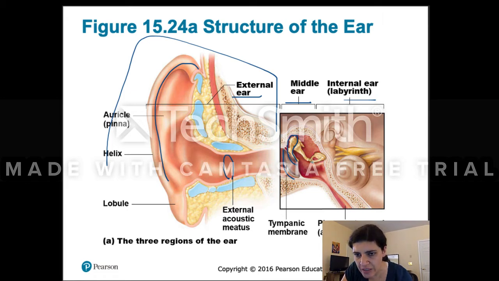Then you have the incus here. Incus has the shape of an anvil. And the stapes, which is this one, looks like a stirrup. The stapes, so three little ossicles, okay? The stapes connect to the oval window, which is this part here. And here you have the round window. Okay, these are other drums that are going to vibrate.